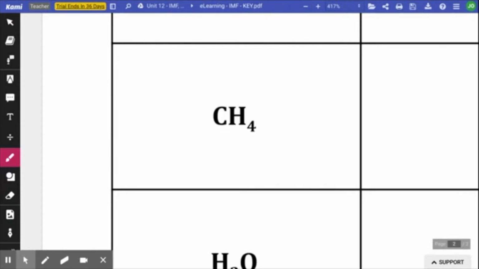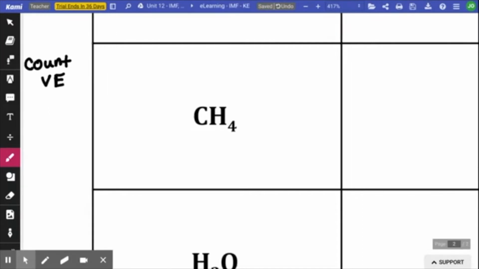So the very first thing that you need to do is count your valence electrons. So here I've got CH4, okay? Carbon has 4 valence electrons, and there's only one of them there, so there's 4 there. Then I've got hydrogen. Remember, each hydrogen has 1 valence electron, but there's 4 hydrogens present. So when I add all that together, I have a total of 8 valence electrons.